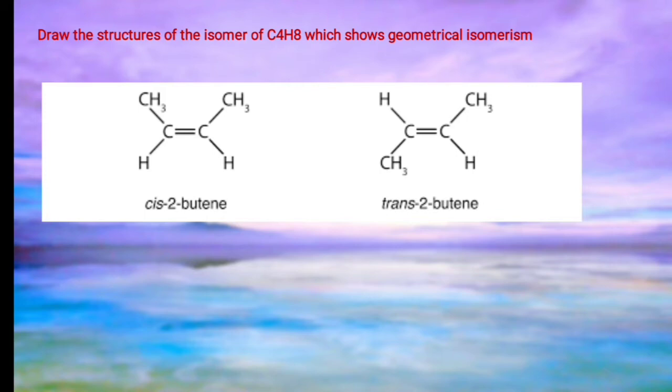Okay, for the next question, it goes like this. Draw the structures of the isomers of C4H8, or butene, which show geometrical isomerism. Here there are two isomers of C4H8 which show geometrical isomerism, which are cis-2-butene and trans-2-butene.